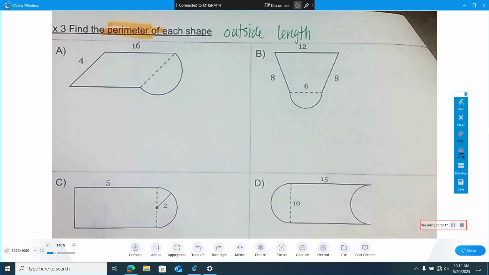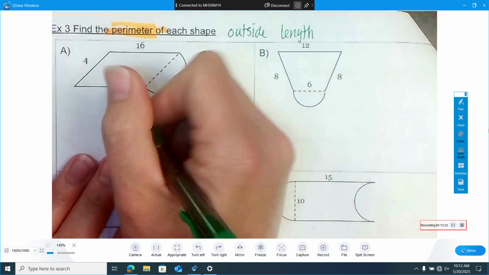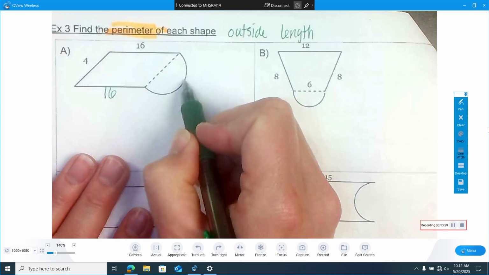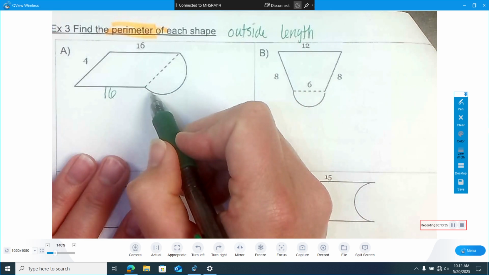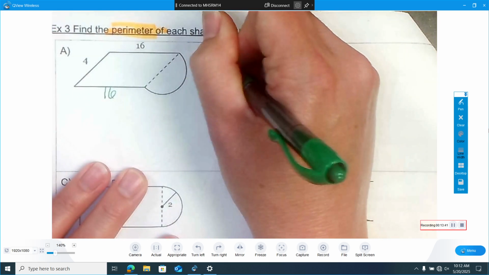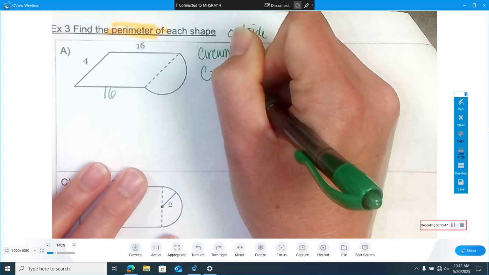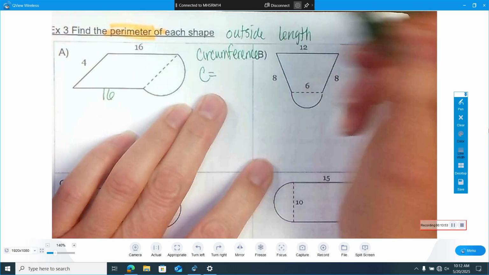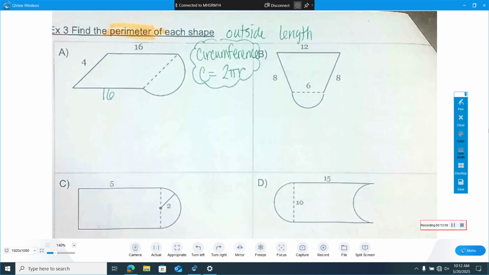So, what we would like to do here, looking at this first one, I have this side of 16. I have a side of 4. What's this side? 16. 16. And then, ooh, what's this? How do we get the length around a circle? What is that called? Circumference, yes. Circumference of a circle is fancy for perimeter. What is the formula for the circumference of a circle? 2 pi r. Okay, so we do need the circumference of a circle on occasion here.